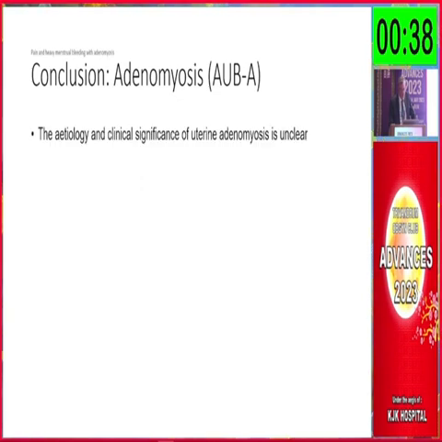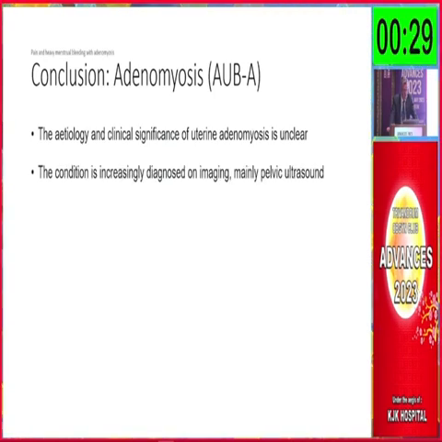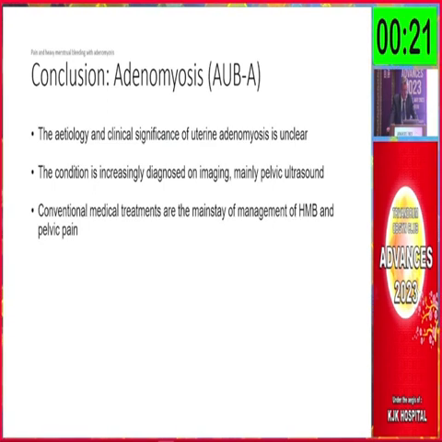So to conclude, I think adenomyosis, or AUB-A, according to the FIGO PALM-COEIN classification, is common, but what causes it and its clinical significance needs to be further elucidated. We are identifying it more now because of improvements in scanning, particularly in ultrasound, and developing criteria as to what constitutes adenomyosis and a general consensus. Conventional medical treatments are the mainstay of treating heavy menstrual bleeding and pain.